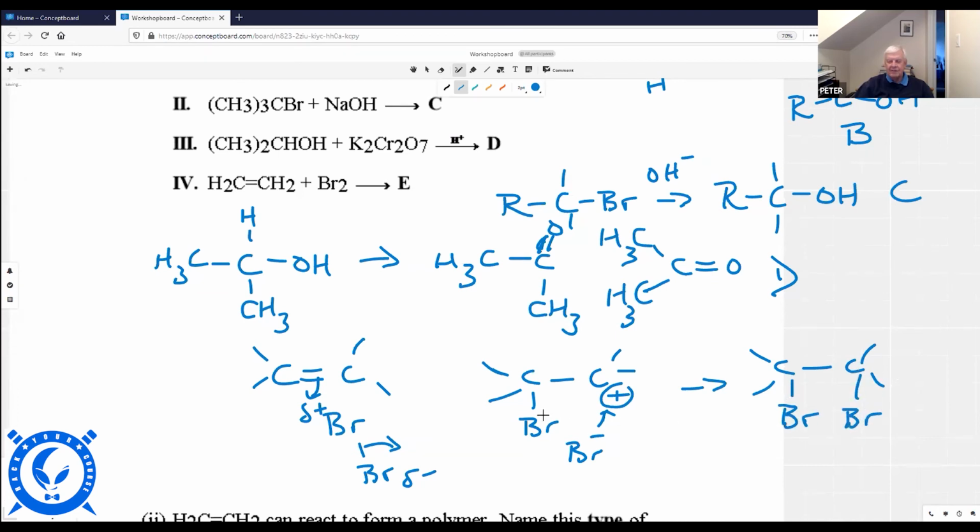But it's a two-step mechanism. Essentially, it's electrophilic attack to break one component of the double bond to form the link to the bromine. That cleaves the bromine-bromine bond and liberates the Br minus, which can then attack the carbon, which is the form of carbocation, to give you finally this product E. So E is the dihaloalkane. So this is known as dibromoethane.